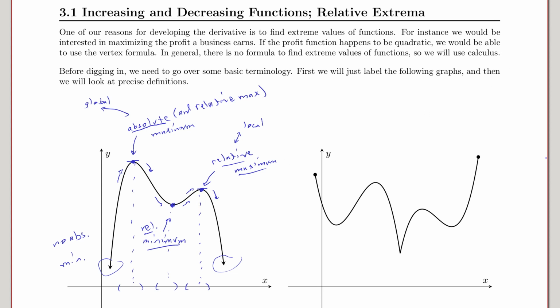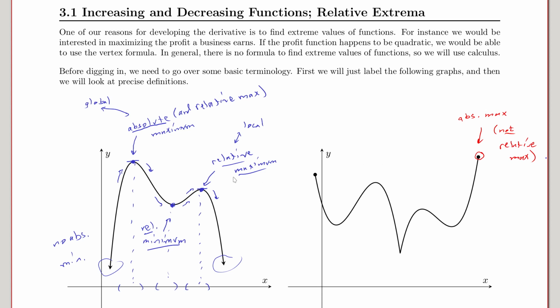Let's look at this other one here. I'll change colors here. So now we should be able to look at this and say a few things. This point here certainly is above every other point. So absolute maximum. It's not relative. And that also can confuse people.